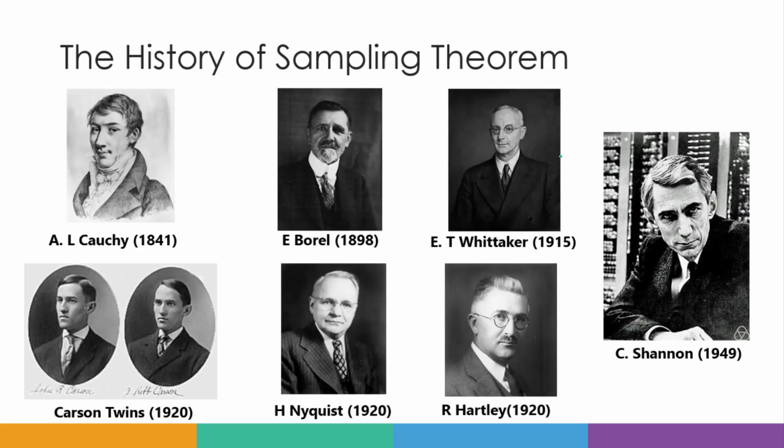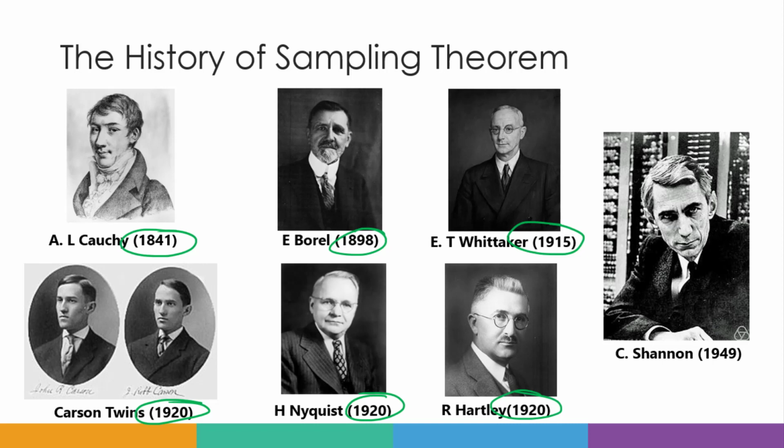The history of the sampling theorem is very interesting. Actually, before the advancement in signals and systems or digital signal processing, the concept of the sampling theorem was known to mathematicians like Cauchy in 1841 itself, and many others like Borel and Whittaker also knew about this theorem and independently rediscovered this concept. In the 1920s, these famous scientists, the Carson twins, Nyquist and Hartley, independently rediscovered the concept of the sampling theorem, and it was known in the academic literature.